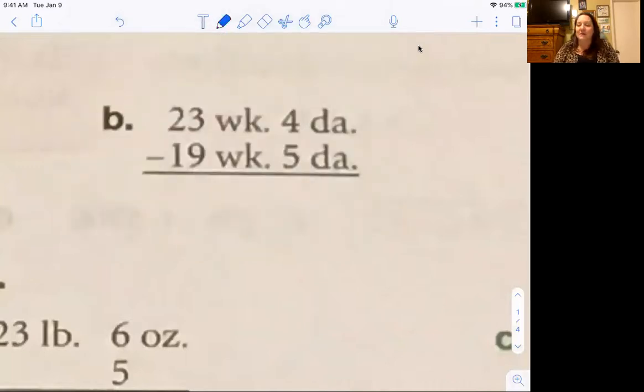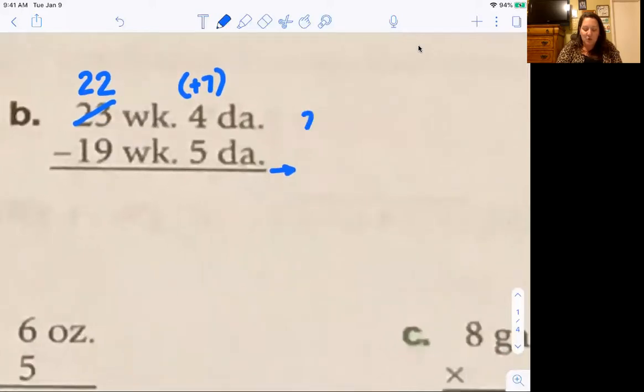Can I do 4 minus 5? No, I cannot. So I'm going to go to the 23 weeks. I'm going to take one of those. Becomes 22 weeks. How many days are in a week? 7. So I'm going to add 7 over here. Rewrite the problem. 22 weeks, 11 days, minus 19 weeks, 5 days.